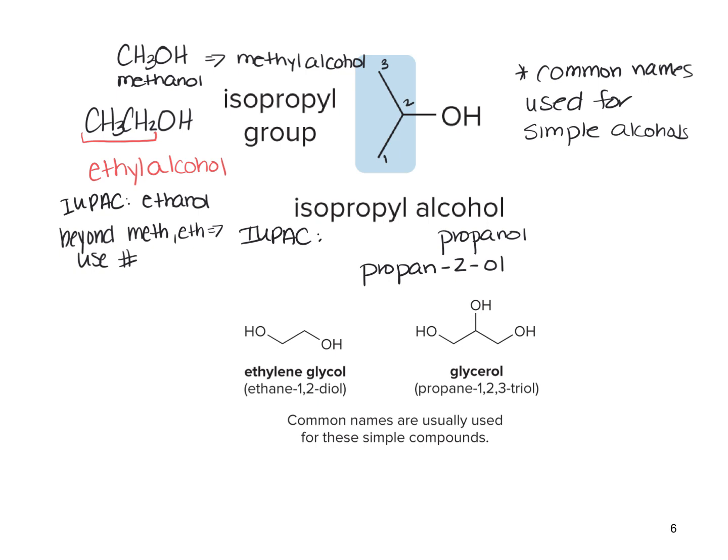Now, what do we do if we have two alcohols? Well, then we need to also tell the location of both those alcohols. So for example, the common name here is ethylene glycol. This is a lot of times used as antifreeze. And the IUPAC name is ethane 1,2-diol. So I want you to notice here, when we have these numbers, then we use the full alkane name.